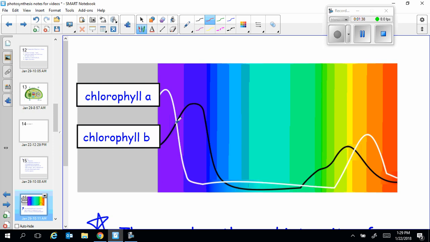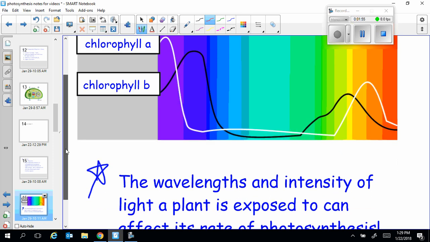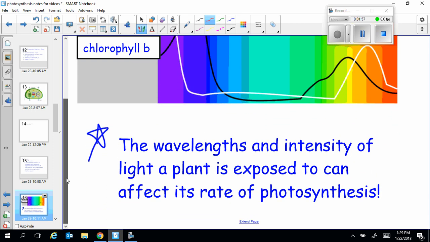And sometimes you will see an absorbance spectra versus a photosynthesis spectra. And just remember that if it's able to absorb light, it's probably going to be able to do photosynthesis. It's going to use different pigments to absorb the light. And it's not only based on chlorophyll, there are accessory pigments as well.